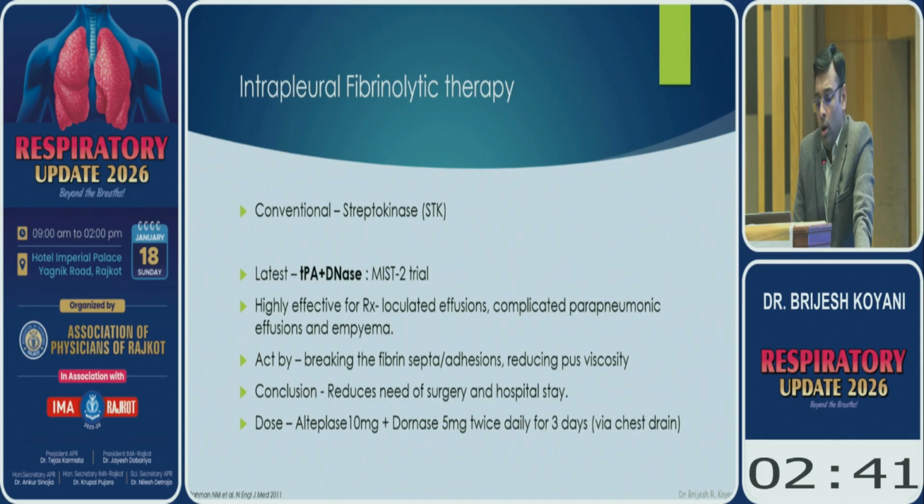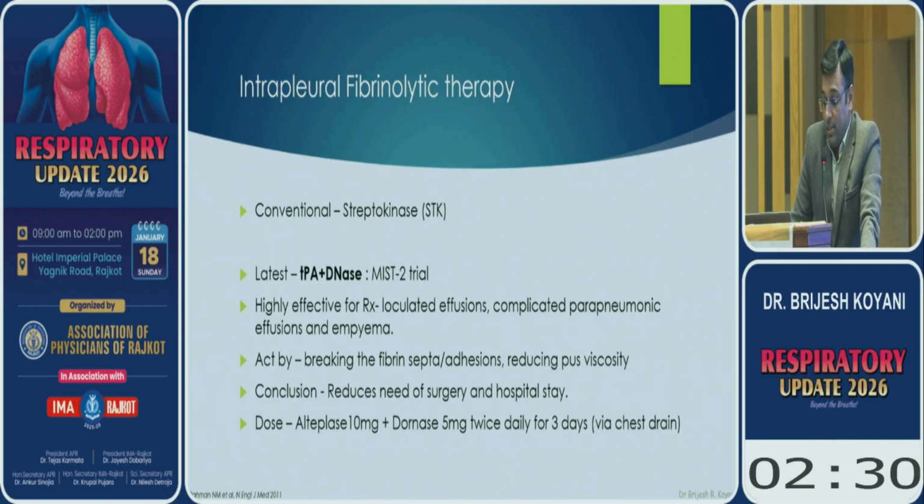Another advancement is in intrapleural fibrinolytic therapy. We all know about intrapleural streptokinase, or we may have inserted it once in a while. But the latest advancement in this treatment is tissue plasminogen activator plus DNase to be inserted via the chest drain. The recently conducted MIST-2 trial, published in Chest, concluded that it reduces the need for surgery and the hospital stay as compared to conventional streptokinase.